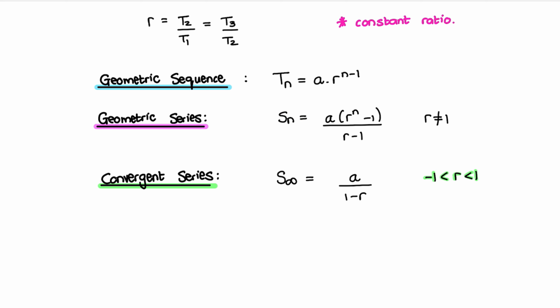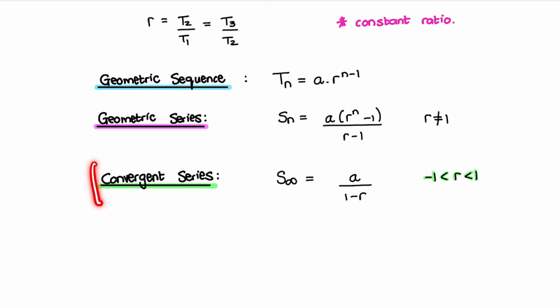And that is represented by A multiplied by R to the power of n minus 1, divided by R minus 1. But notice your ratio between terms cannot be equal to 1. If R is equal to 1, then I'll have 0 in the denominator, which is undefined.